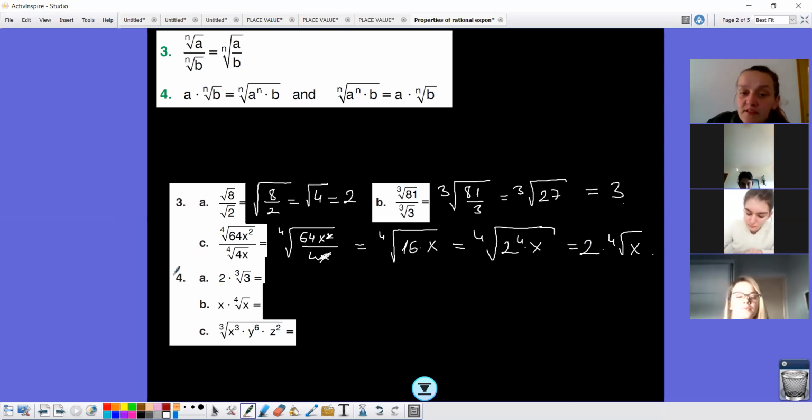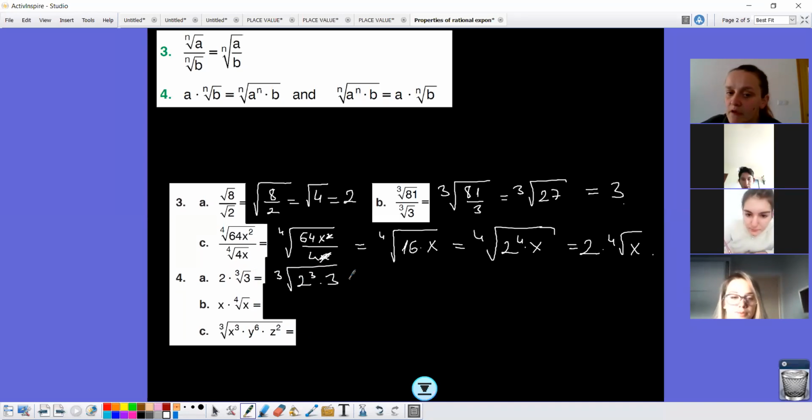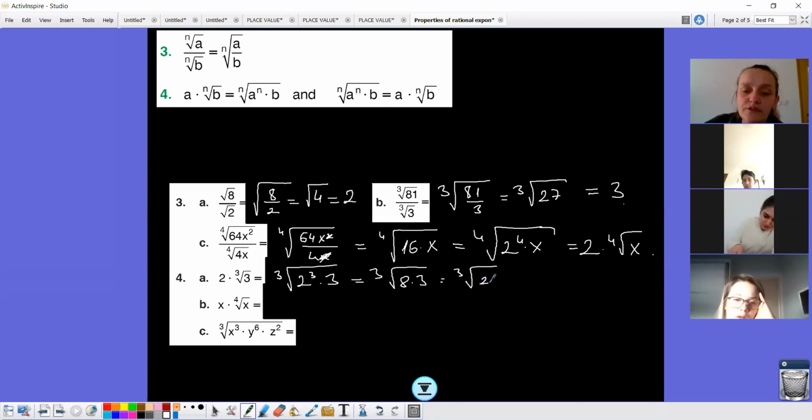Here, in this example, what we have is 2 times the cube root of 3. I want to take 2 inside. So how will it be? What do you think? 2 to the power of 3 times 3 to the power of 3 under the root. It will be the cube root of, as you said, 2 to the power of 3, but 3 will stay as it is, because it is already in the cube root. And this one will be the cube root of 8 times 3, which is the cube root of 24.